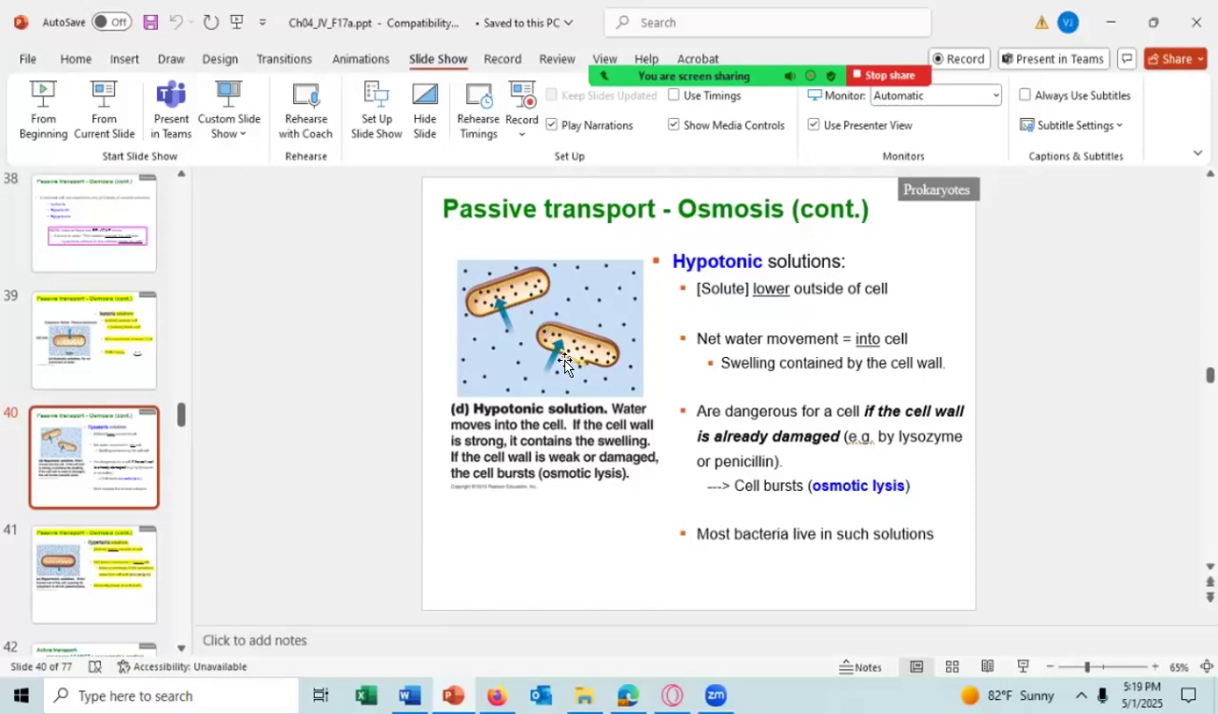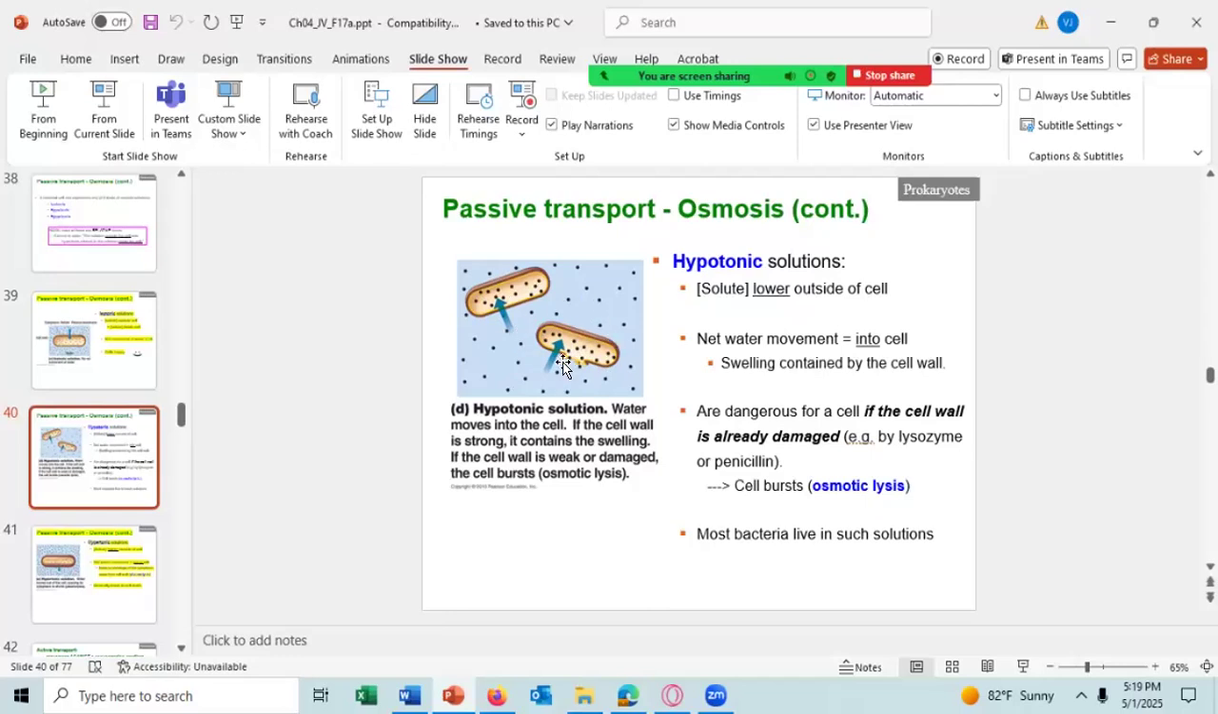However, if the cell wall is damaged or the cell has no cell wall, then water will continue moving into the cell. The cell membrane will continue to expand until the cell membrane bursts, and then the cytoplasm will leak out of the cell, killing the cell. And that is called osmotic lysis. If you put red blood cells, which lack a cell wall, into a beaker of water, water will move in until the cell membrane pops, killing the cell.